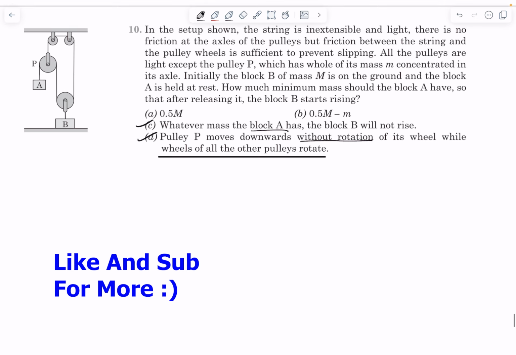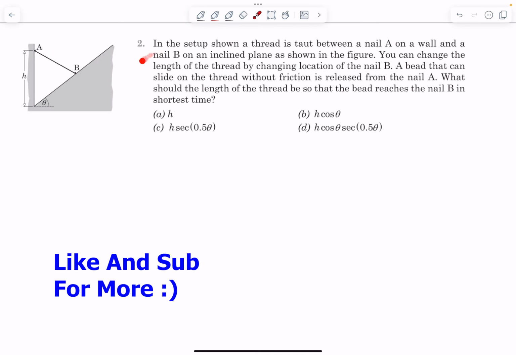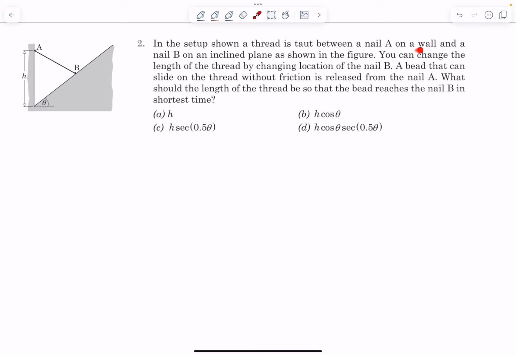Okay, now let's move to the next one. The next question is MCQ 2. In the setup shown, a thread is tied between nail A on the wall and nail B on the inclined plane as shown in the figure. You can change the length of the thread by changing the location of nail B.